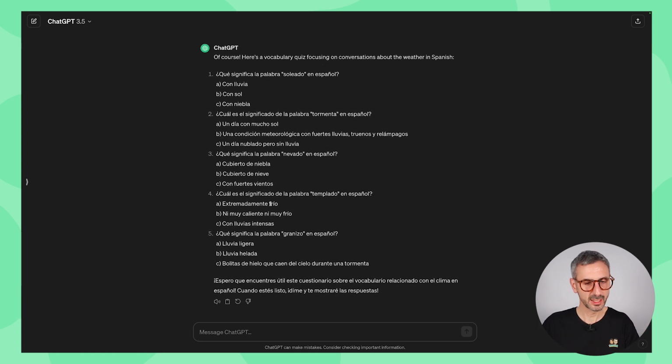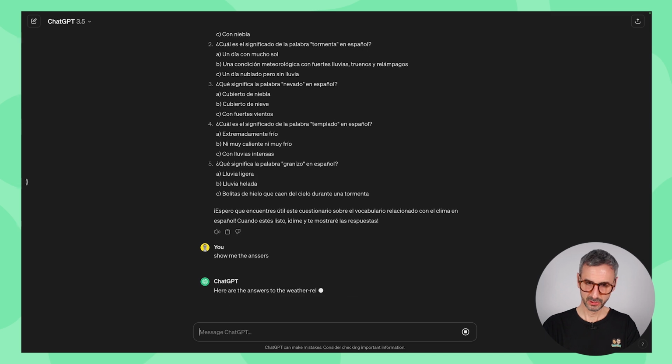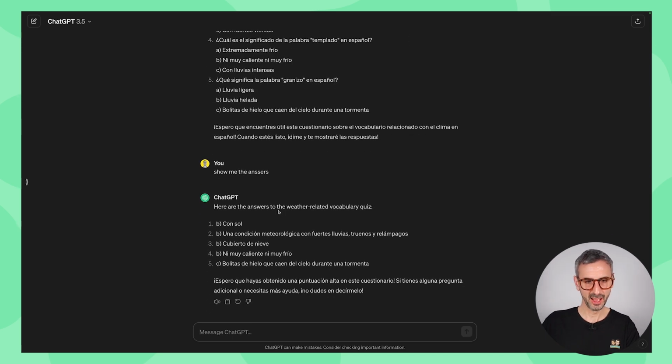So here again, I have some weather-oriented questions adapted to the level of a Spanish 5-6 class. So this is great. Show me the answers. Okay, all right, so now I have the answers. Let's quickly double check. Question 4, for example, ¿cuál es el significado de la palabra templado en español? Ni muy caliente ni muy frío. Sí, pues sí. Eso es correcto.